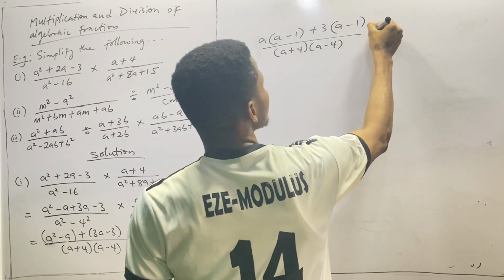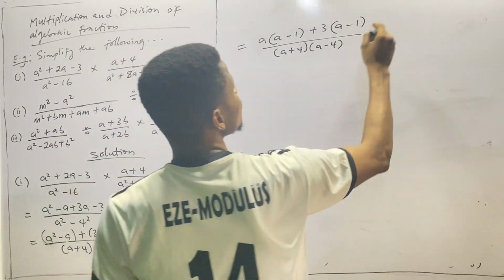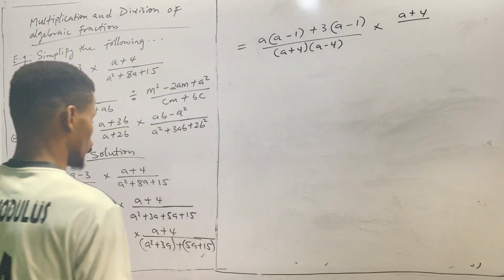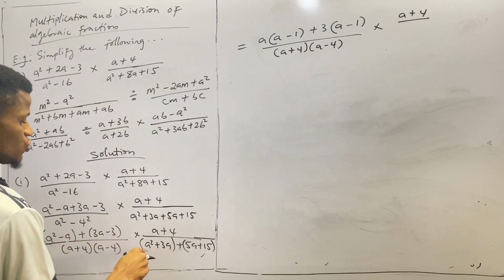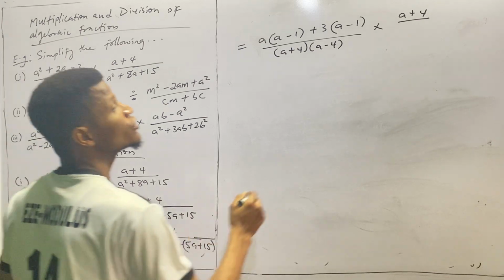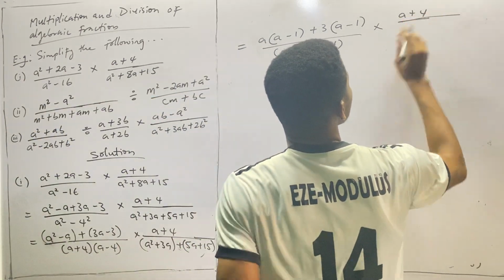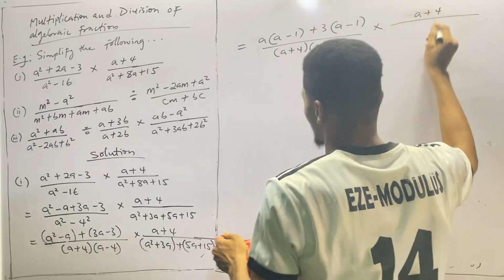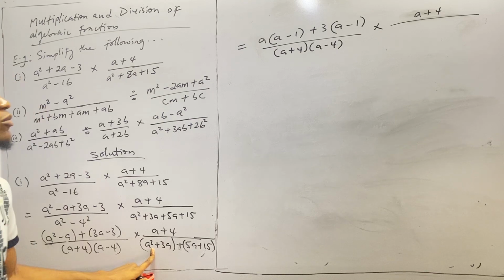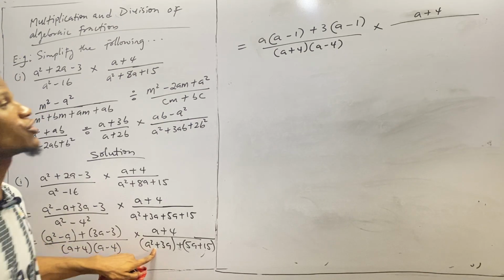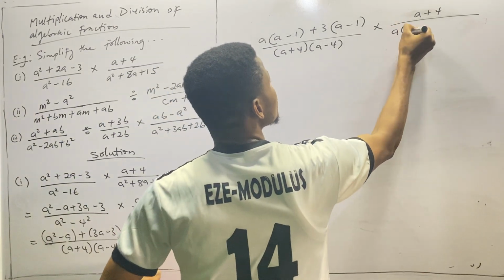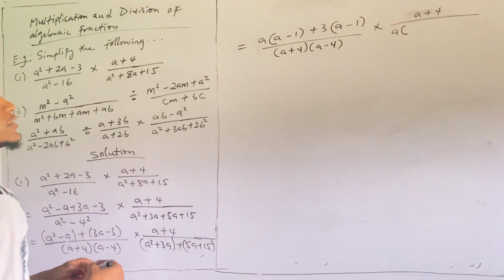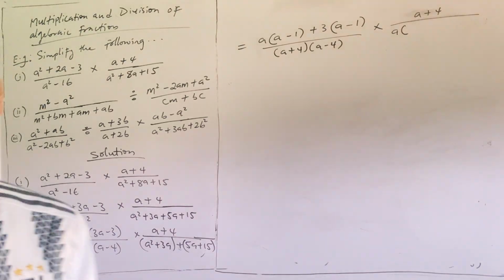Then times, here we have a plus 4 all over. So we also factorize. a is common. So I have a plus 4. So a is common here, a is common here. So we pick a outside. So a divided by a squared.